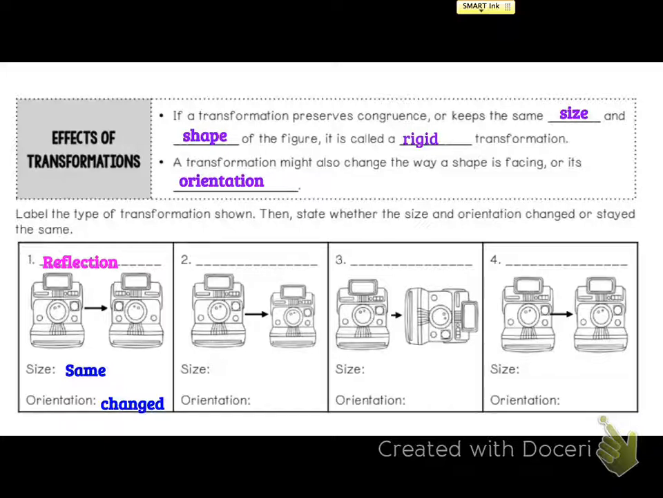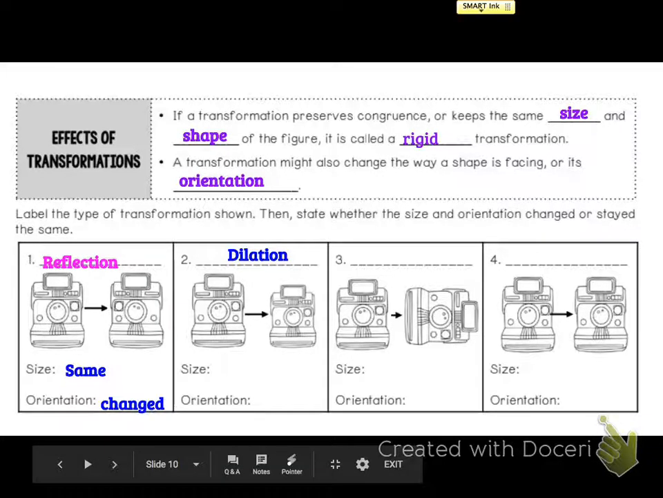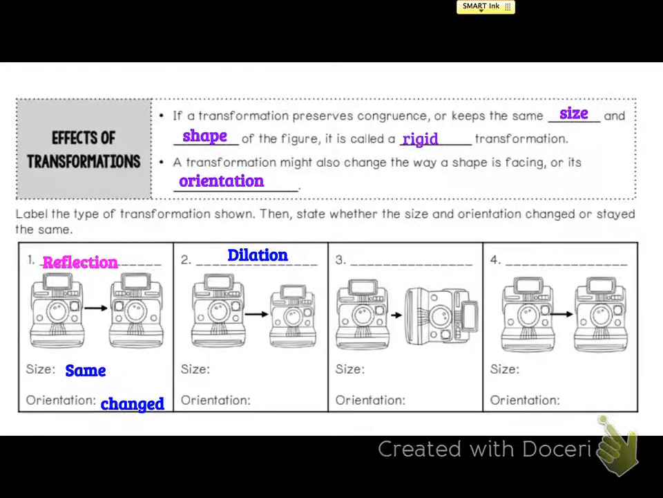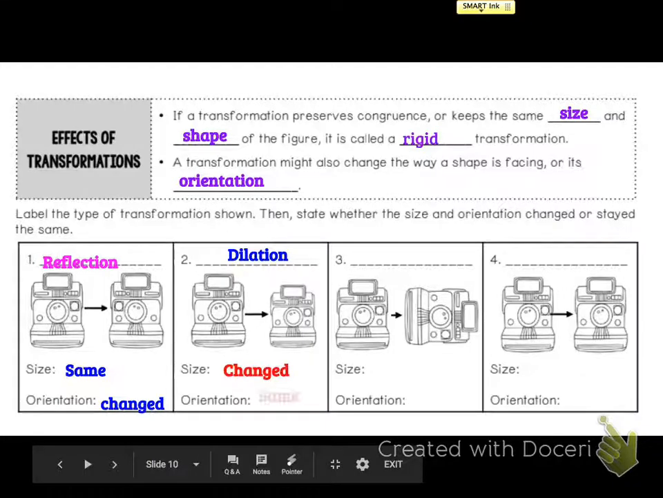Okay. Number 2, we have dilation. Did the size change? Yeah. I accidentally hit the button too soon. I gave you the answer. Did the orientation change? No, it stayed the same.